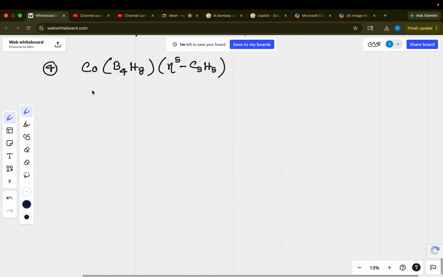Yes, sir. So cobalt means how many electrons? 9 electrons, and eta 5 C5 will give you 5 electrons. So again 9 plus 5 is equal to what? 14. So this Co eta 5 C5H5, they are donating you how many electrons? 14 electrons.